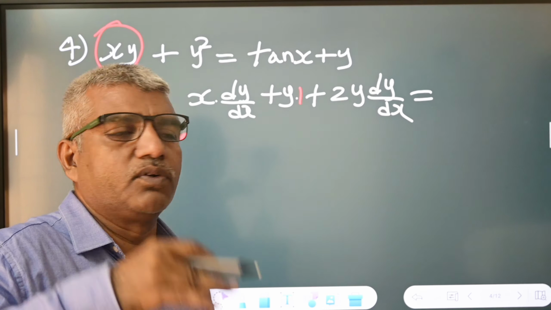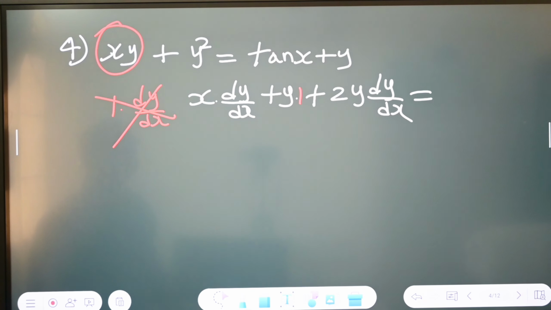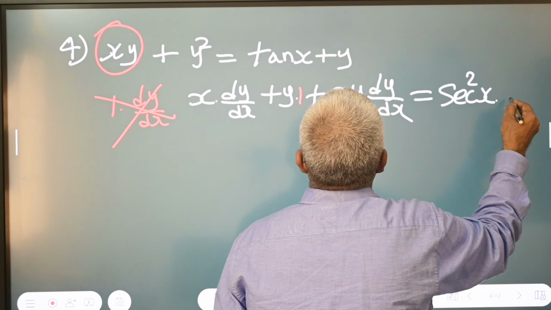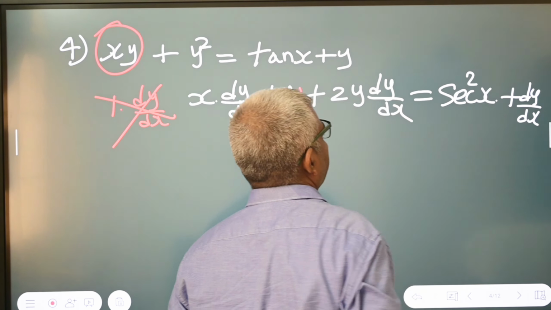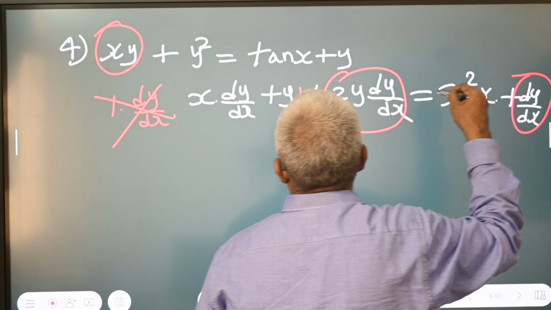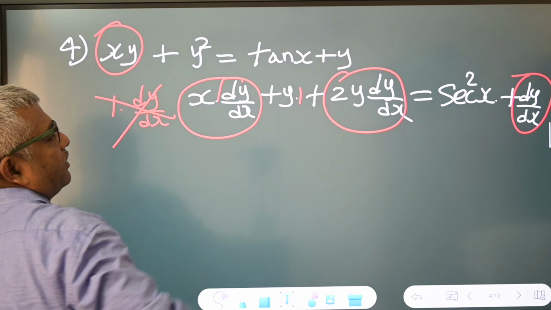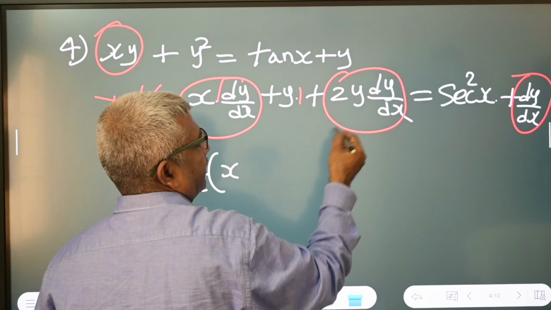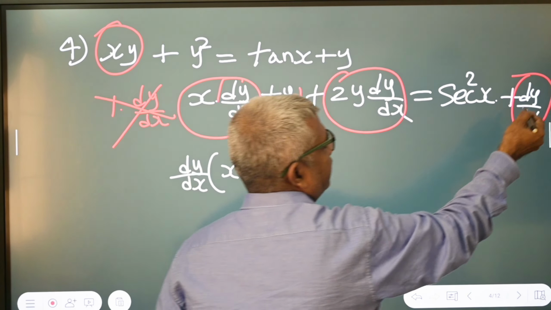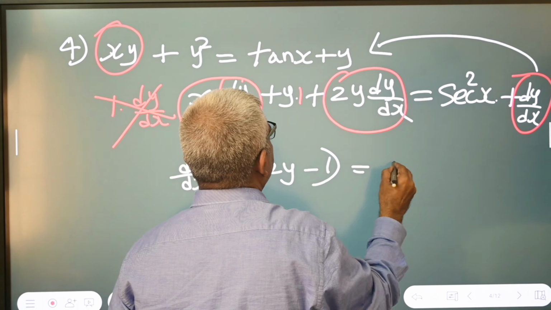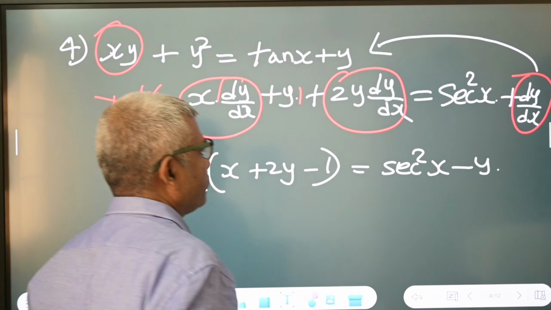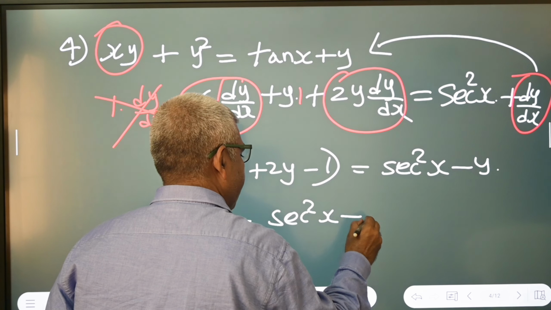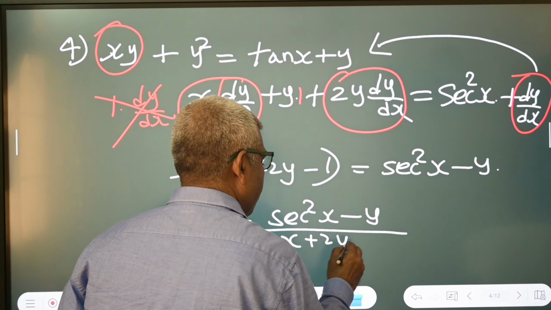Outside construction work is going on, so this sound is there. I cannot avoid it. Okay, 2y dy by dx is equal to tan x is secant squared x, y is dy by dx. Take this one, 1, 2 and 3: 3 dy by dx, take out dy by dx. Here x will come, here 2y will come. There it is coming here, so minus 1 equal to secant squared x minus y. Dy by dx is equal to secant squared x minus y divided by x plus 2y minus 1.